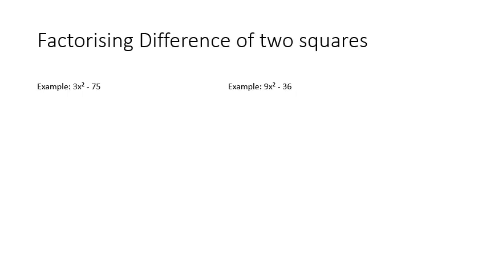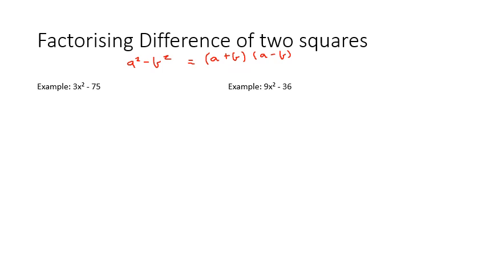So how do we factorize the difference of two squares? The first thing we want to do is make sure our equation is a difference of two squares. We can check this because a difference of two squares will come in the form a squared minus b squared. Once it's factorized, it should equal a plus b, a minus b. The thing we know about a and b is that they must be square numbers.